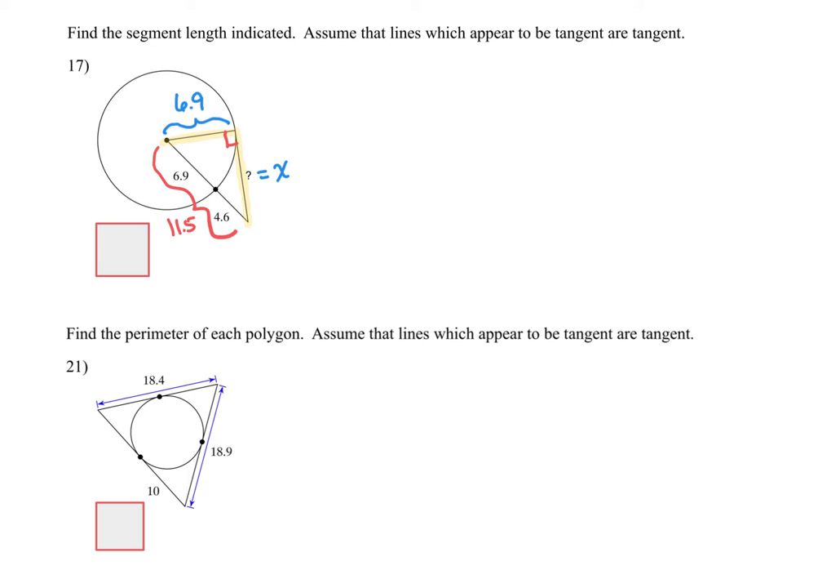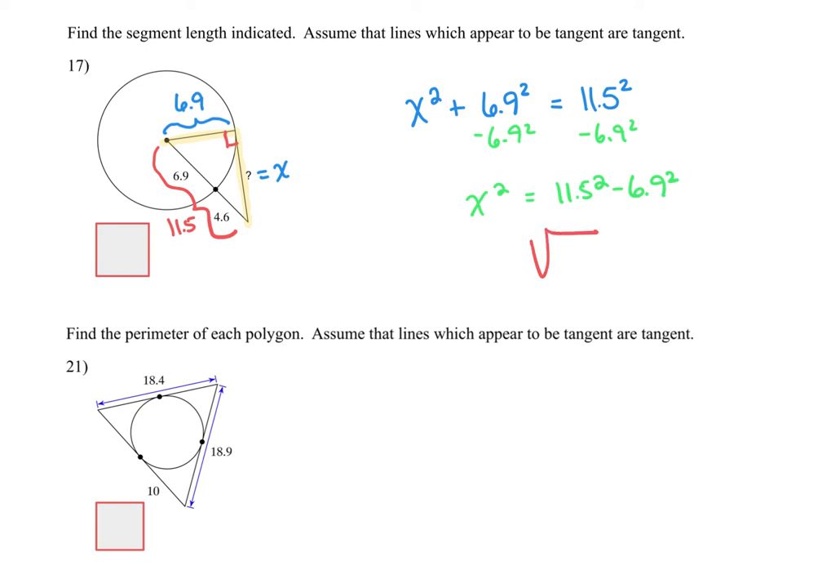And I'm going to actually set that up exactly the same way that I did. X squared plus 6.9 squared equals 11.5 squared. And again, you're going to subtract that over. So you are going to have this 11.5 squared minus the 6.9 squared, but you are not done when you do that. Again, you must take the square root of that answer to get your final answer of 9.2. And this is rounded to the nearest tenth. Your whole test, our quiz, is going to be rounded to the nearest tenth. So 9.2 would be your answer there.